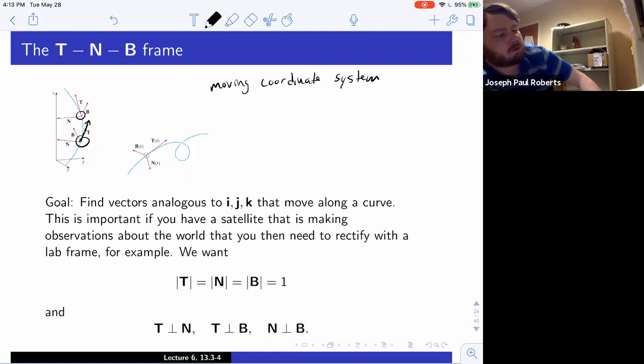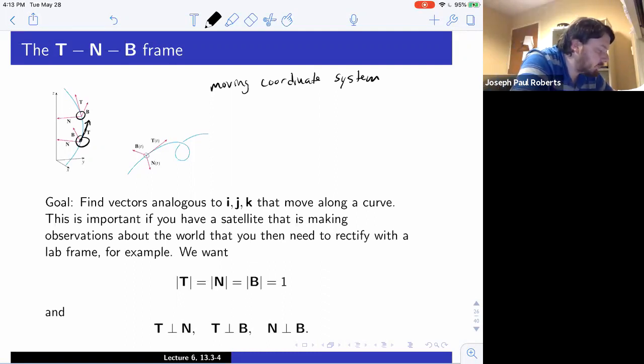And so we want them to satisfy similar properties to i, j, and k. So for example, we want them to always be length 1 vectors, and we also want them to be perpendicular to each other, right? Because i and j are perpendicular, i and k are perpendicular, j and k are perpendicular.